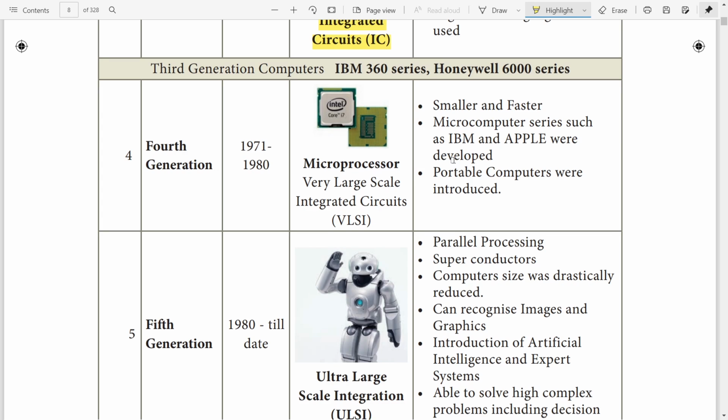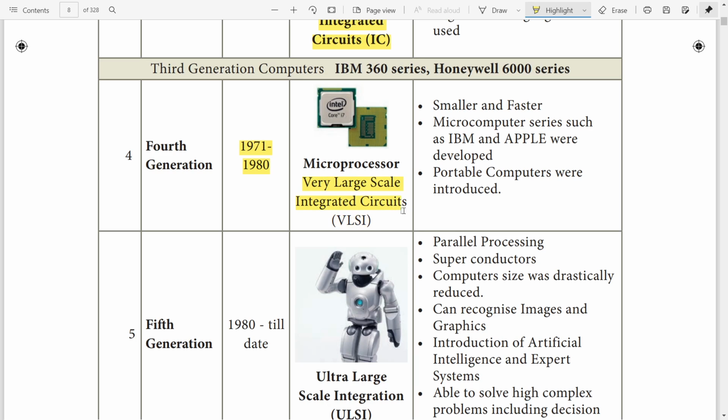Fourth generation, here is a game changer. We can say it as a game changer. Microprocessor. Today we are using microprocessor of i7. Intel i7 is used in Windows and AMD processor can also be used. Time period for this is 1971 to 1980.